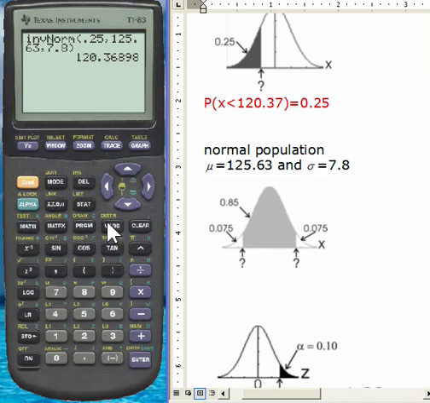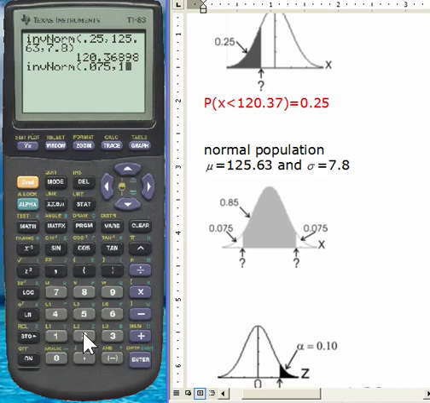So we're going to press the yellow second key, vars, and 3 for inverse norm. Now what's the area to the left of our lower bound? Well, the middle area is 85%. So that means the tails would have to add up to 15%. And those tails are equal to each other, so half of 15% is this 7.5%. See, it's very important you make this sketch, so when you enter in the area to the left, you don't mess up. So in this case, 0.075 is the area to the left of our lower bound.